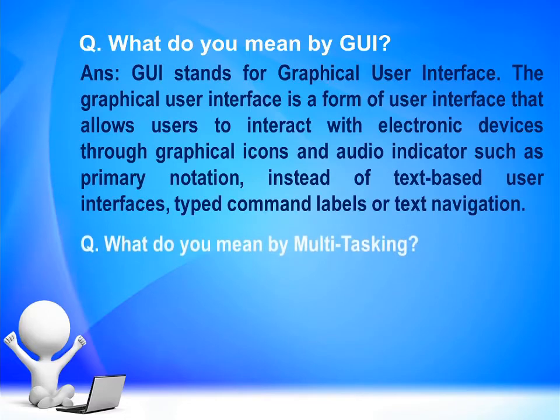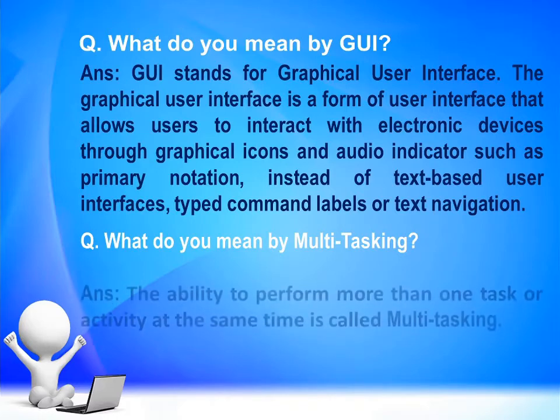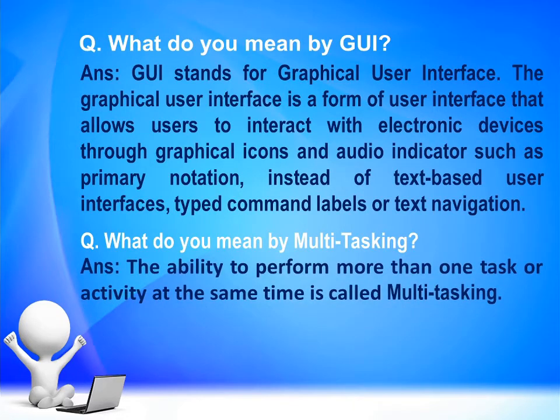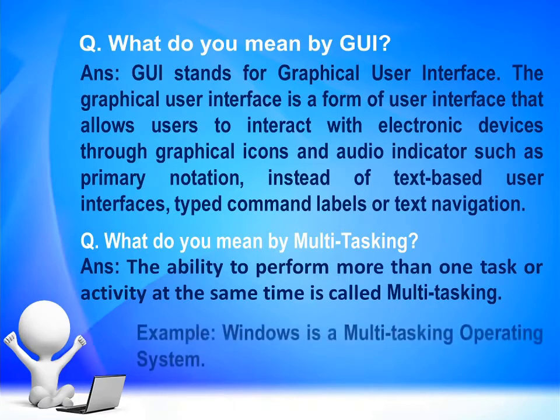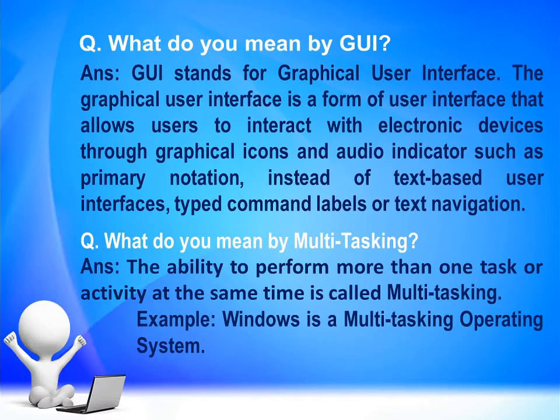Next question is, what do you mean by multitasking? The answer is the ability to perform more than one task or activity at the same time is called multitasking. Example: Windows is a multitasking operating system.